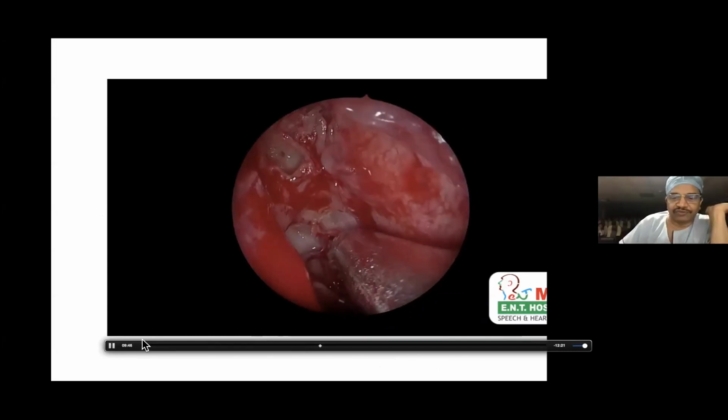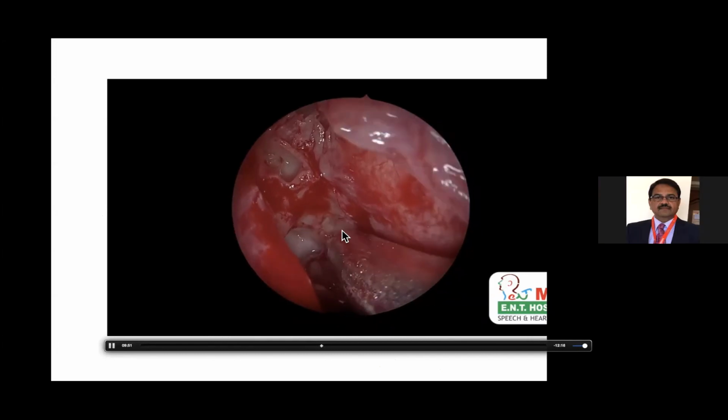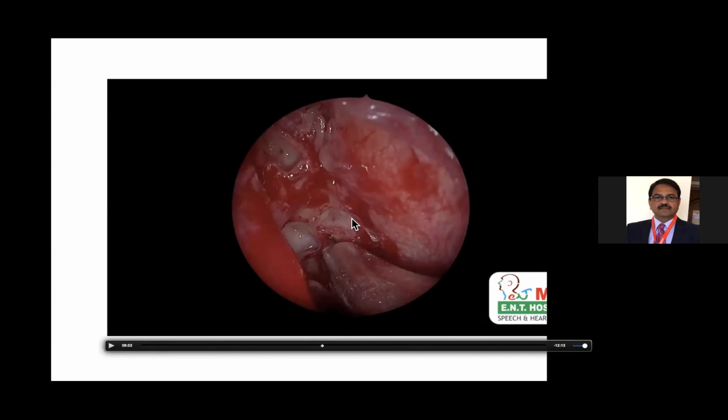That is the skull base. Can you see a white area here? Yes, sir, that is the skull base. I'll stop there. This is the skull base on the right side. This is also skull base. Here there is a cell. I have to open that cell.